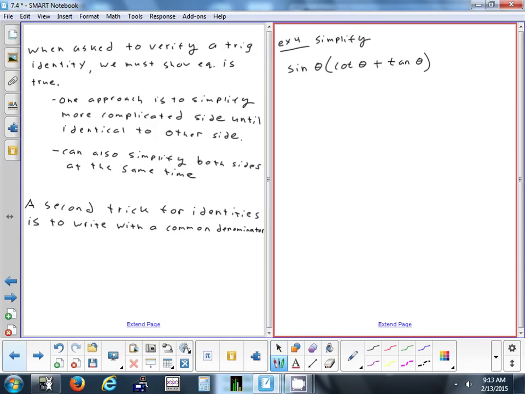Right. In example four, what property do you think we're going to end up using? We haven't used it yet today, but you use it all the time in algebra. Algebra 1, algebra 2, and you can use it here. Yeah, Josh? Distributive. Yeah, we're going to do the distributive property. Okay, so we're going to write sine times cotangent plus sine times tangent. Oops, fix that. Once we distribute it, we can get rid of the parentheses. Okay, so we have sine times cotangent plus sine times tangent.